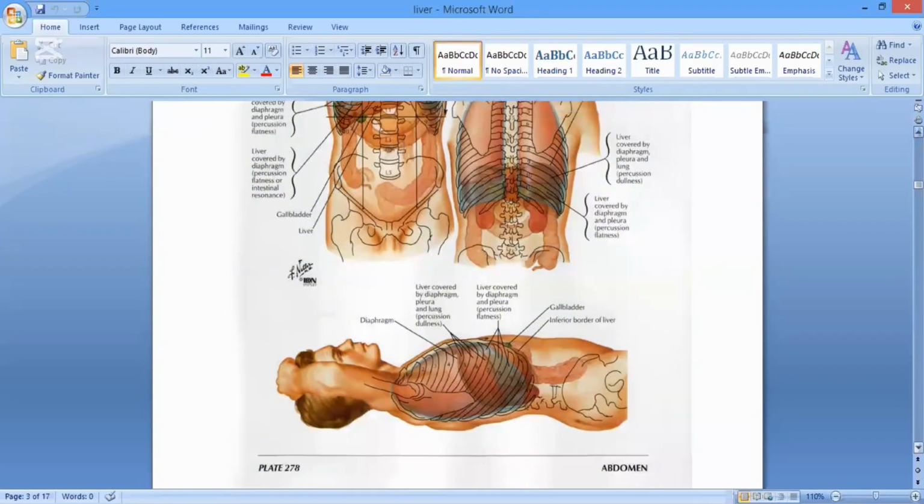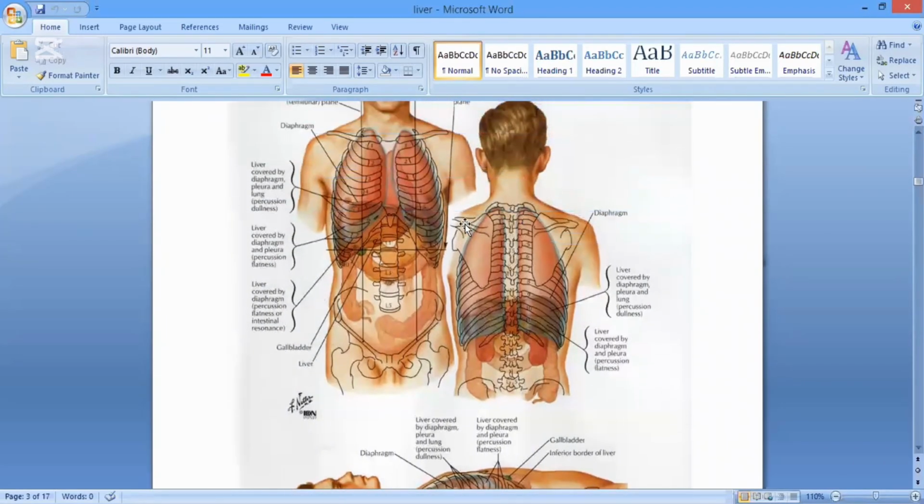Anteriorly, if you look at the liver's relations, you will be coming across the dome of the diaphragm covering it, because the diaphragm gets origin from the lower ribs. This diaphragm separates it from the right lung and the pleura on the right side, and some part on the left side. Then in the middle area, it separates the pericardium and the heart.